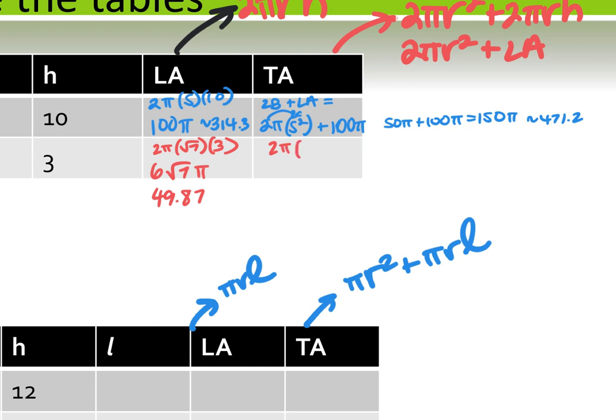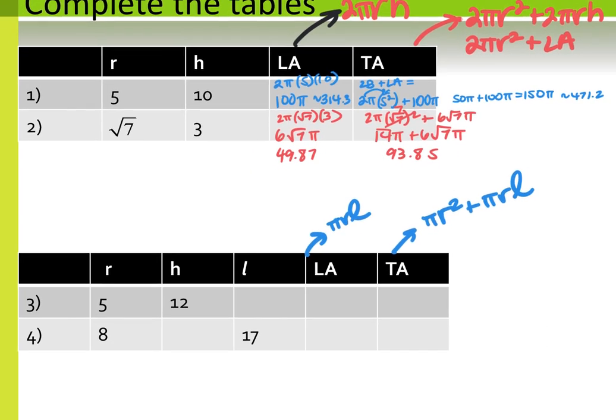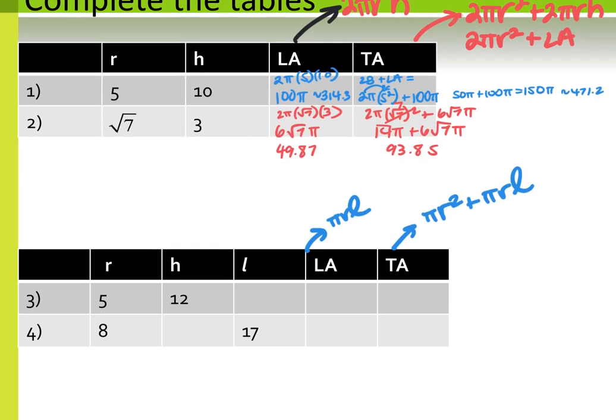2 times pi times the square root of 7 squared plus 6 root 7 pi gets you 2 times 7, which is 14 pi plus 6 root 7 pi, if you keep it exact. If you add that out, you get 93.85. Most of you did pretty good on that.